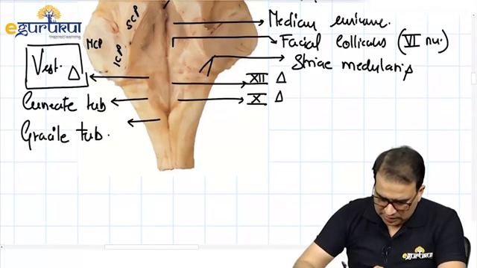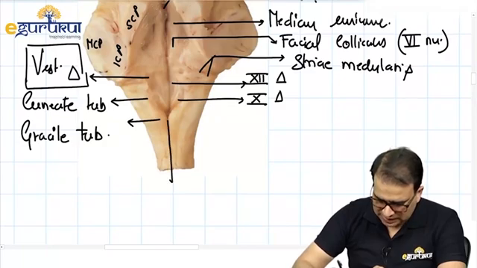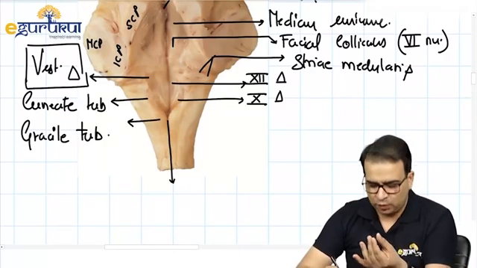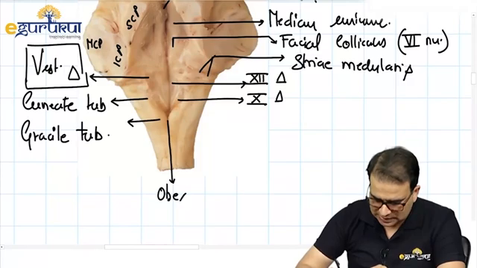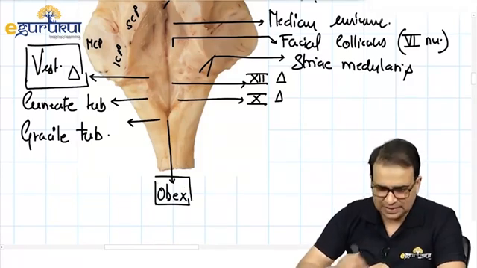And look at this point here, this midline point between the gracile tubercle, the inferior angle of the fourth ventricle here, this is called the obex. O-B-E-X, that is obex.